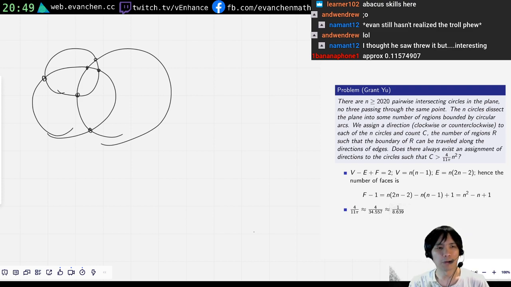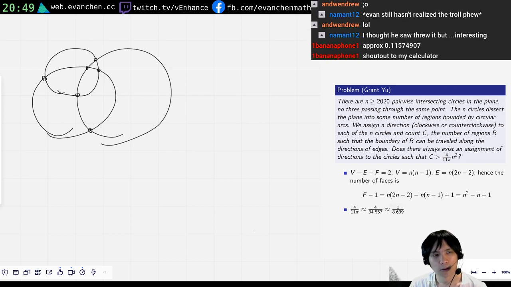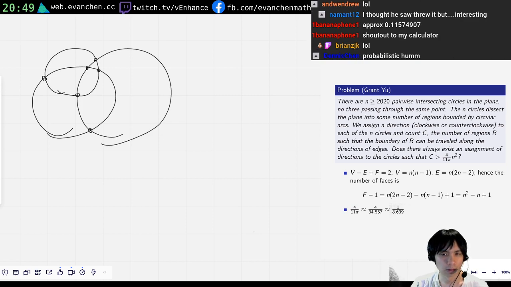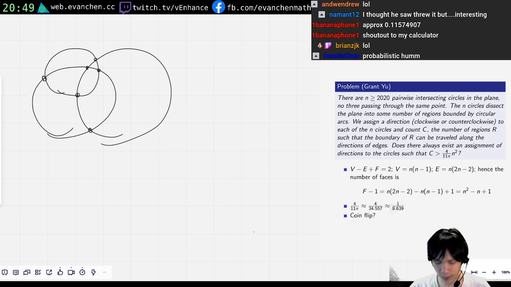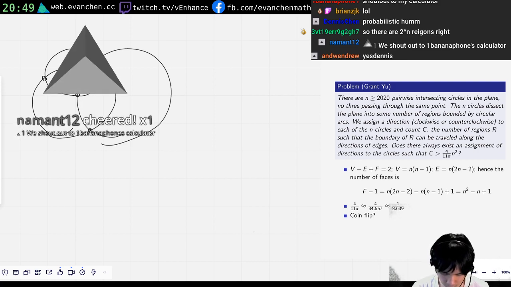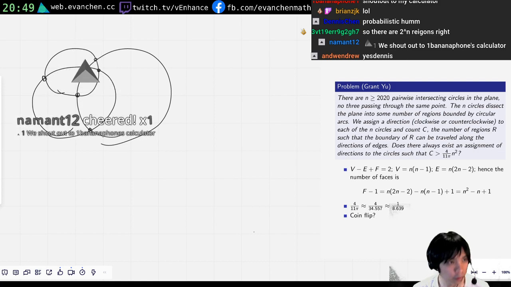So I want about 1 in 8. Can I just coin flip each of the circles? For n equals 3, I can. For a larger n, it's more complicated because you might get regions that have four arcs. How do you deal with those? So I'm going to draw a fourth circle. This solves a three circle situation. What happens when I draw a fourth circle?